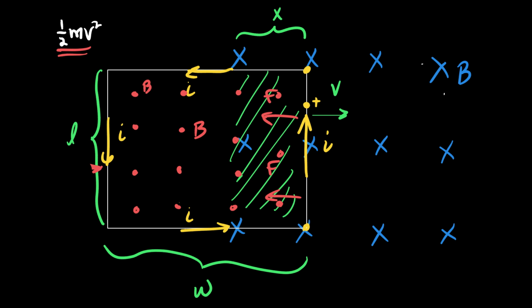Nature opposes the change. The current that's being created opposes the change in flux. So a magnetic field is being created to try and cancel the change in flux.